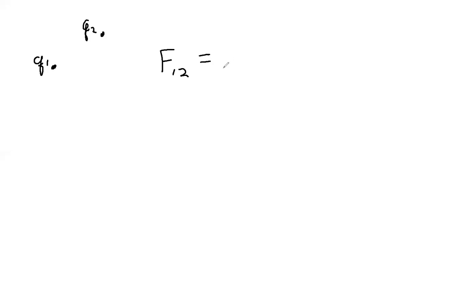the standard formula. One way you could write it is it's just Q1, Q2 over 4 pi epsilon naught times 1 over the distance between those two charges, which sometimes can be written as R12, and it goes like that squared.